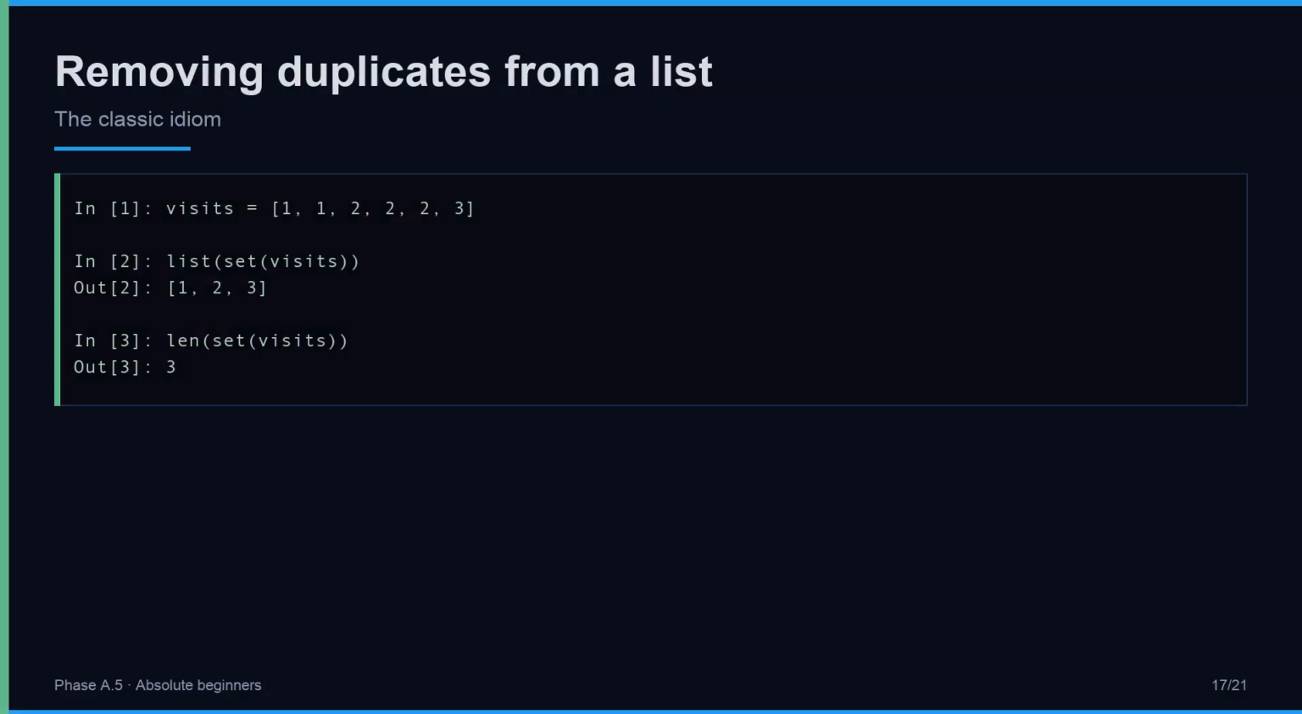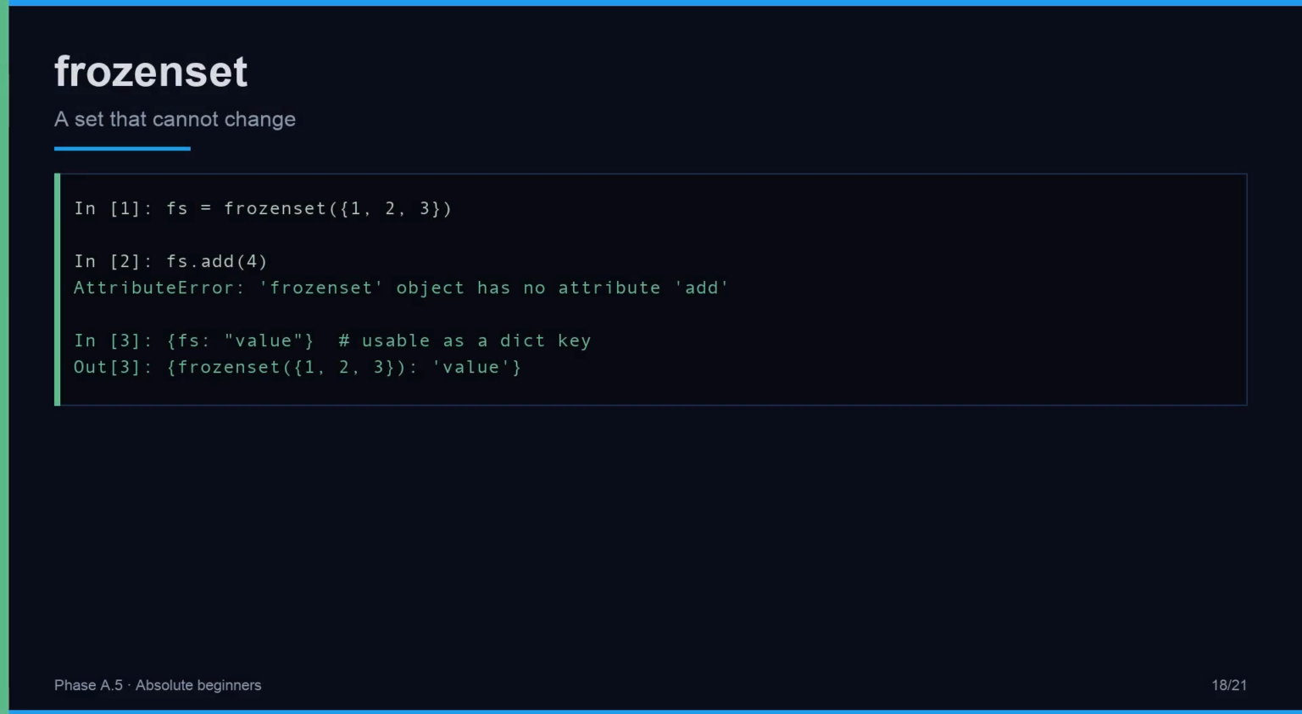Here is the everyday use of sets in real programs. visits is a list with repeats, 1, 1, 2, 2, 2, 3. Pass it through set and back through list, and the duplicates collapse, 1, 2, 3. This is the standard Python idiom for removing duplicates from any list. You can also count distinct values. len(set(visits)) gives 3. Whenever a list might contain repeats and you only care about the unique ones, list of set is your friend. List of set.